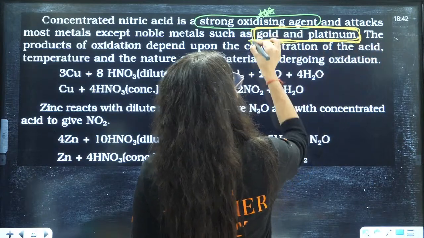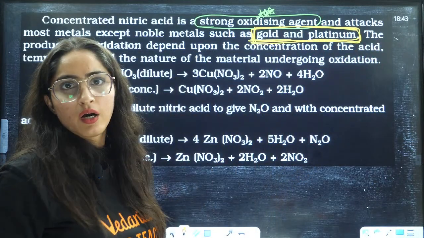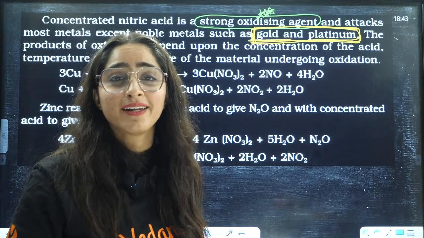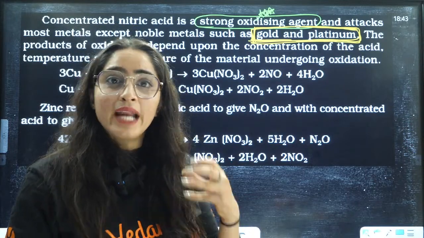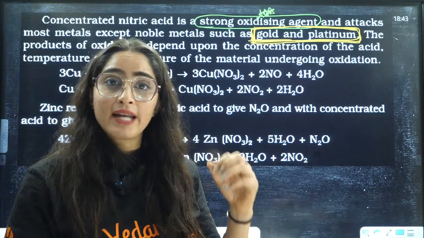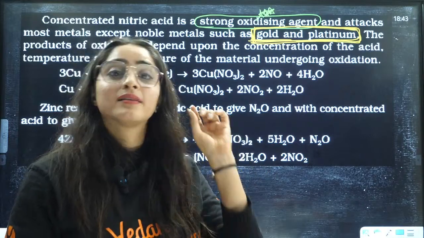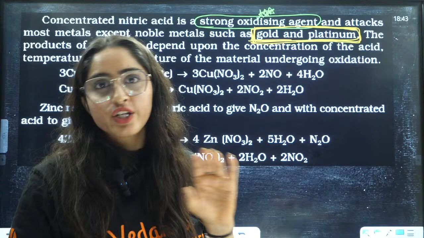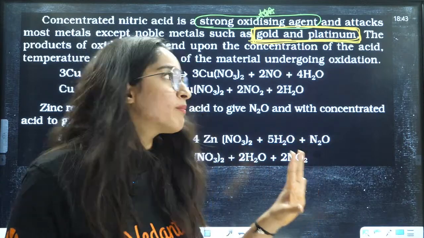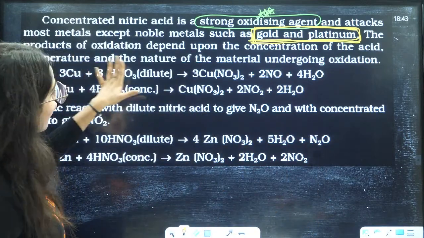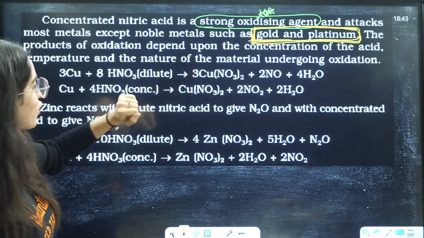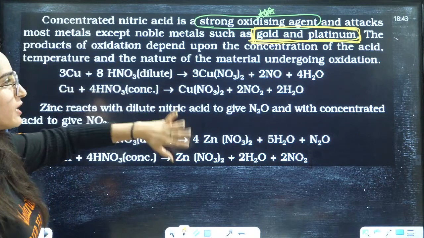For gold and platinum, you need aqua regia, right? Do you remember what we did in smaller classes? You need aqua regia if you want to attack gold and platinum. Nitric acid is a very strong oxidizing agent, but it will have no effect on gold and platinum. The products of oxidation depend upon the concentration of the acid, the temperature and the nature of the material undergoing oxidation.